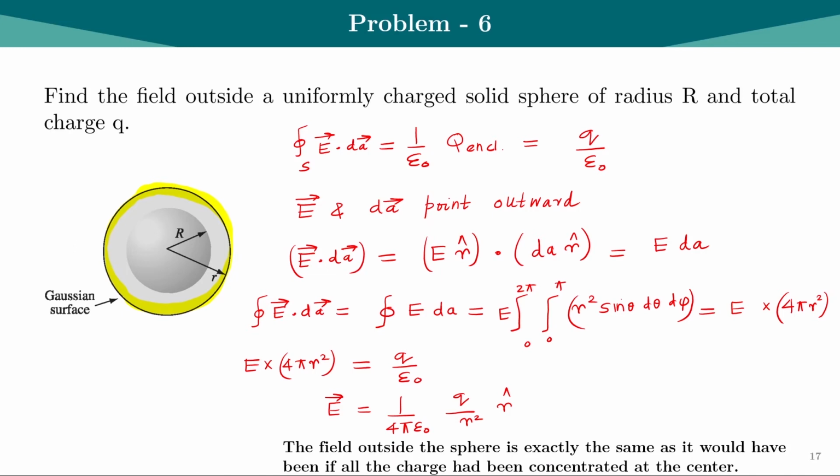This equation resembles the field that is generated by a point charge Q. From this we understand that the field outside the sphere is exactly the same as it would have been if all the charges were concentrated at the center.